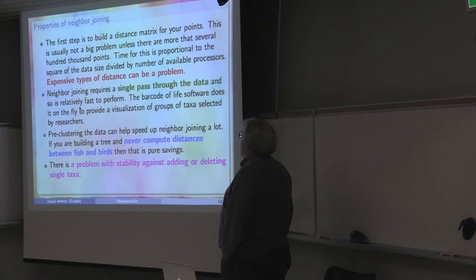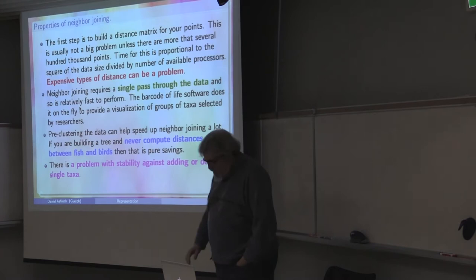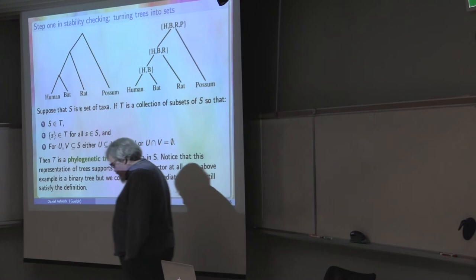If you're building a tree and you already know that the fish are a tree and the birds are a tree, you don't ever compare fish to birds, and you save a lot of time. And there's a problem. This is the actual point I have with stability against adding or deleting single taxa. So the first thing I want to do is turn the tree into something more mathematical. So here we have, I think, the correct relatedness for humans, bats, rats, and possums.